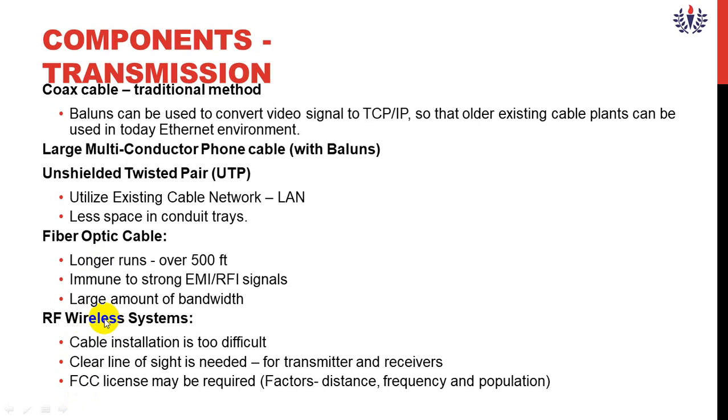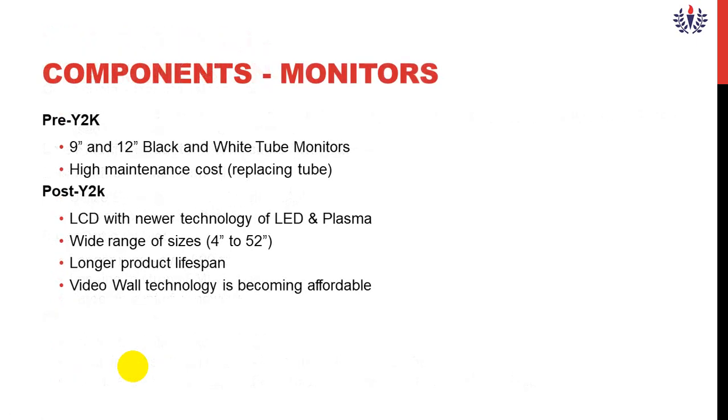The fourth one is wireless systems, which we can also operate with CCTV. But here the cable installation is too difficult and a clear line of sight is needed. Also FCC licenses may be required from the government, based on factors like distance, frequency and population of the particular location. Now in terms of monitors, there are two types.